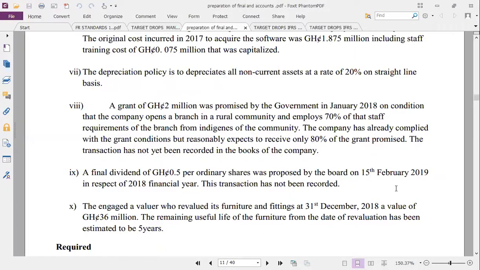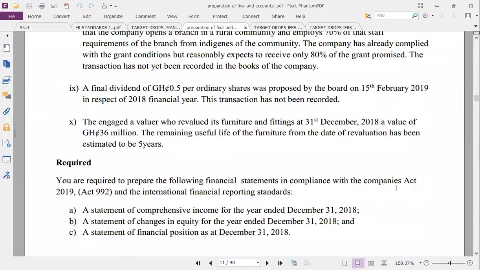Impuntio, that's the last but one. Note 5. And I like the style. We are preparing the financial statement for 31st December 2018. That's Impuntio. Now let's see note 9. A final dividend of 0.5 Ghana cedis per ordinary share was proposed by the board on 15th February 2019 in respect of the 2018 financial year.